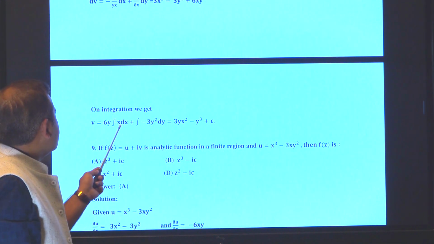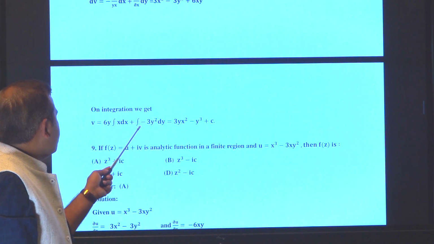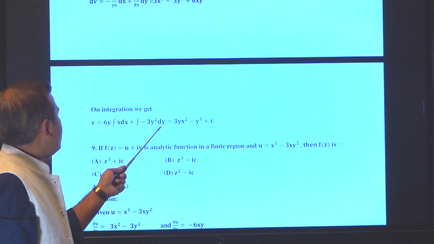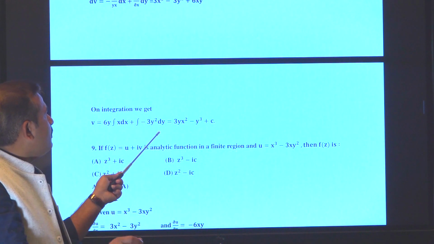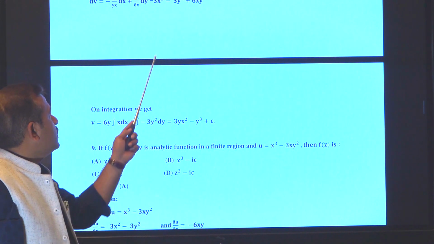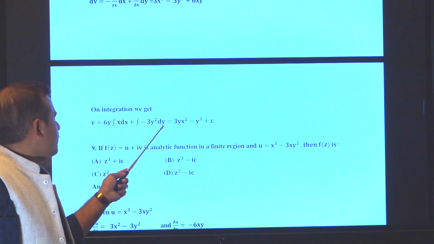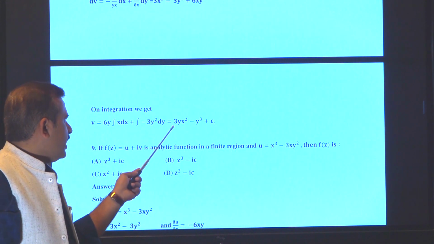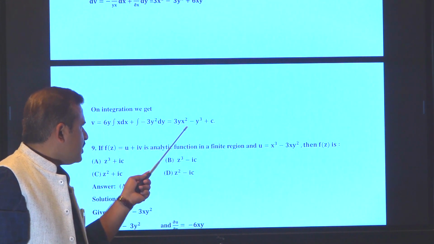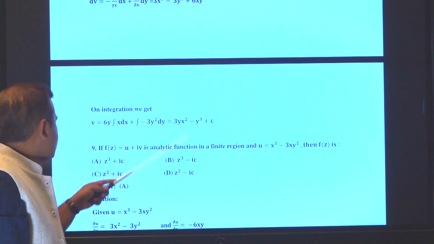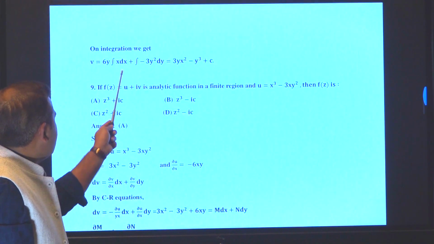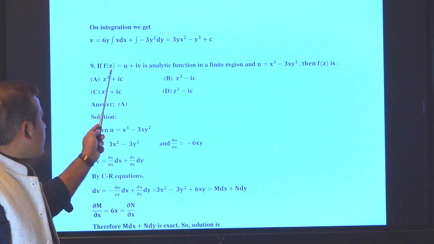6 of y should be outside, integration of x dx, integration over minus 3y squared dy, because we will consider only the y terms, so only these terms should be here. So after integration we will find 3yx squared minus y cubed plus c. This is the answer.